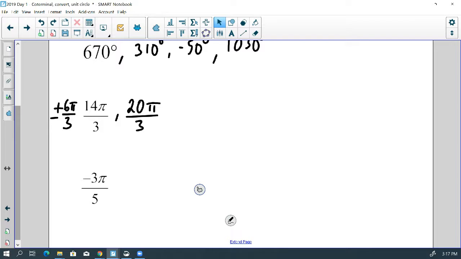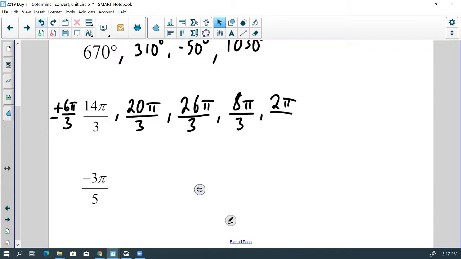And these two angles, this angle and this angle, they're not the same, but they stop at the same spot. And I could keep on going, 26 pi over 3, or you could minus 6 pi over 3. You're going to get very, very good with fractions.